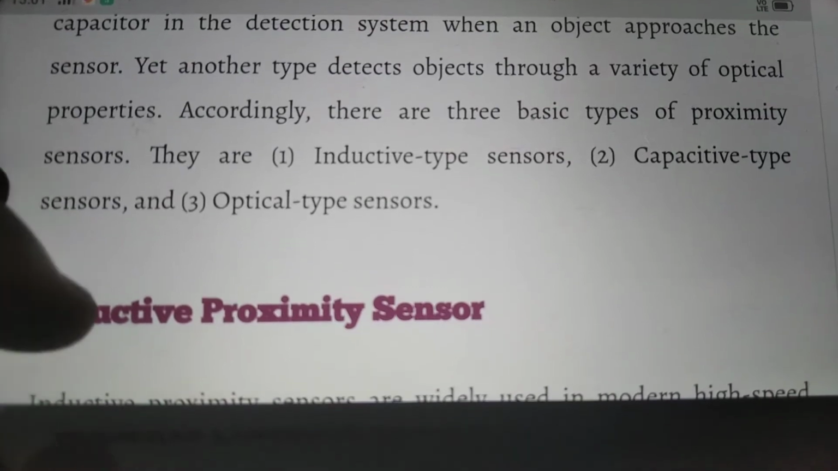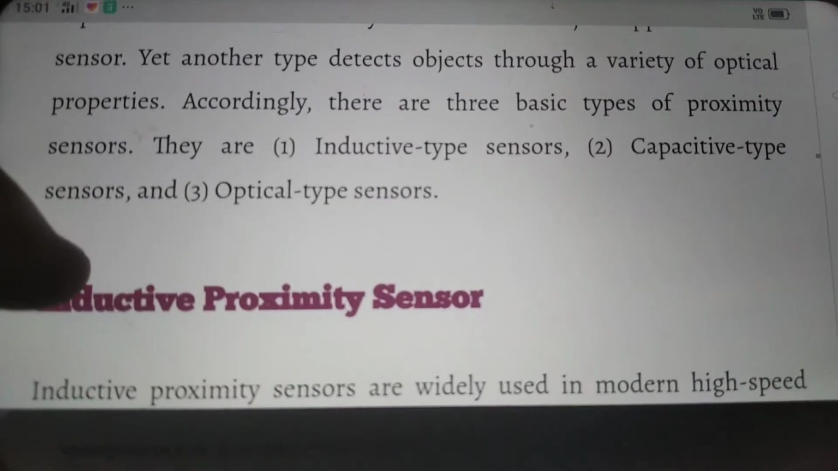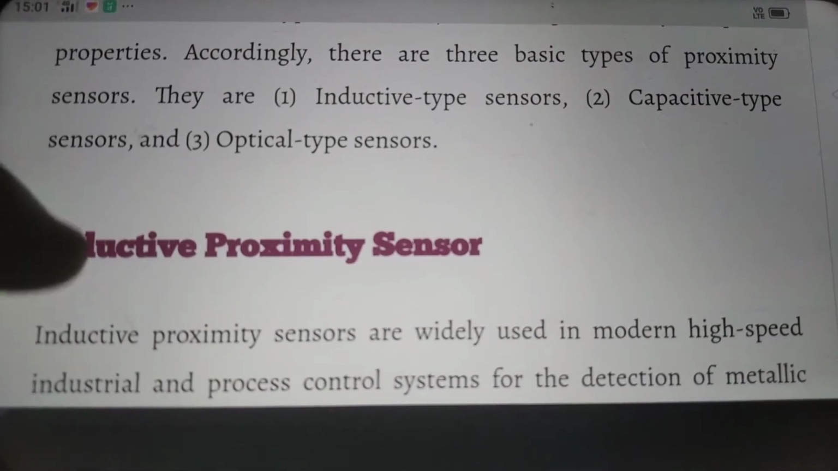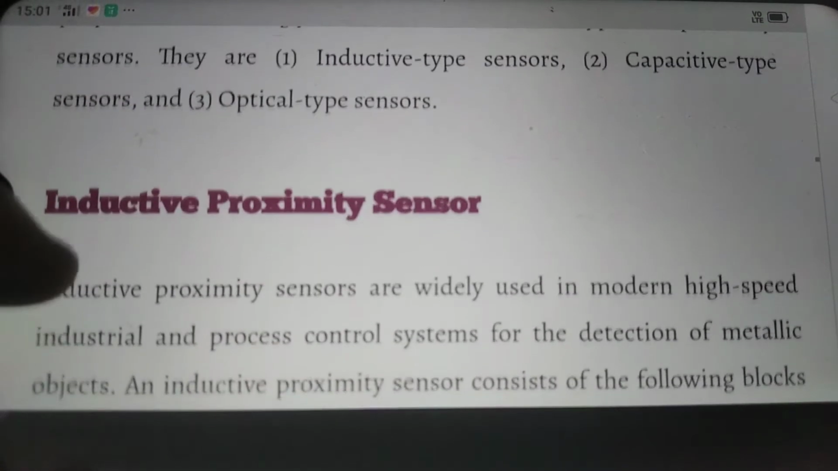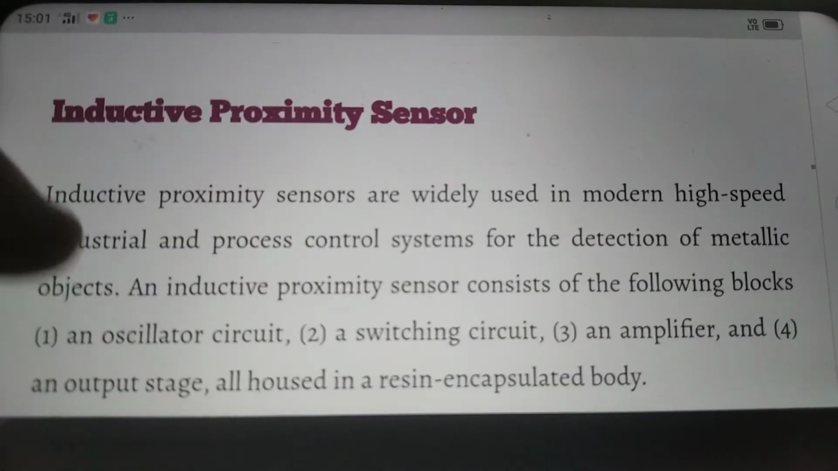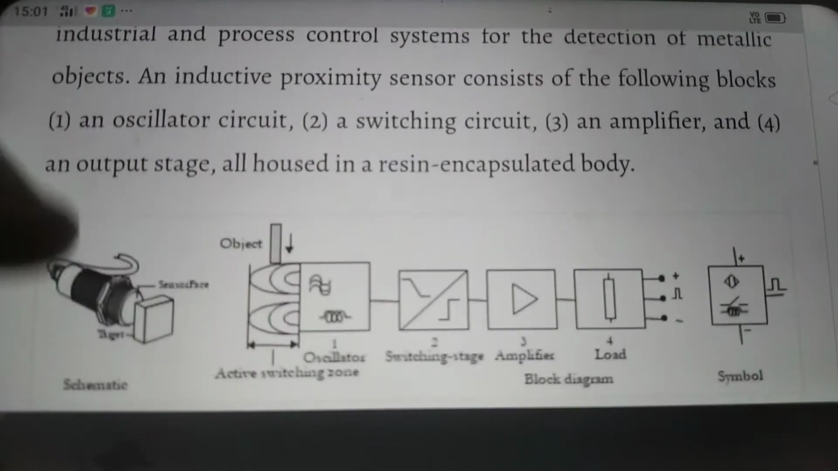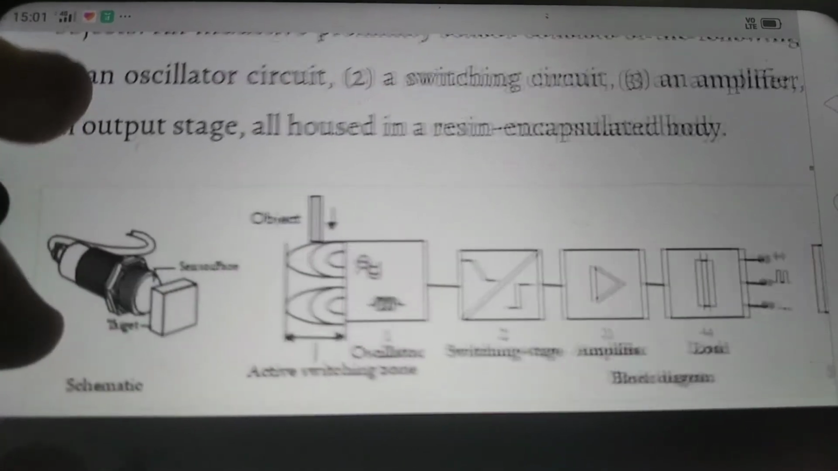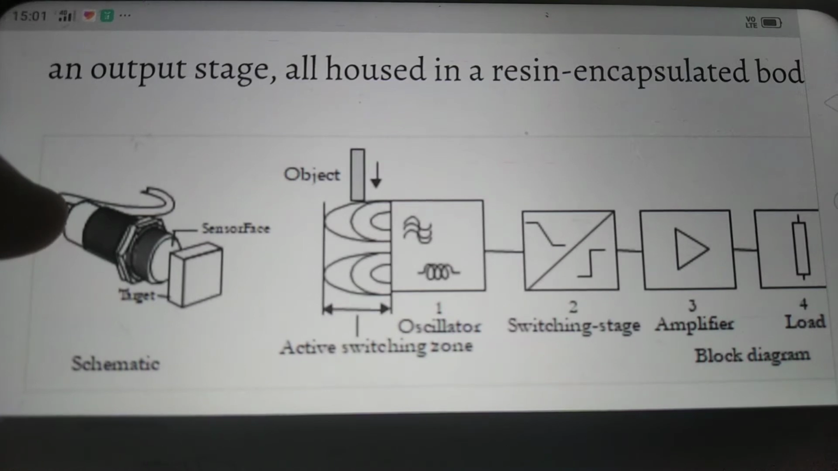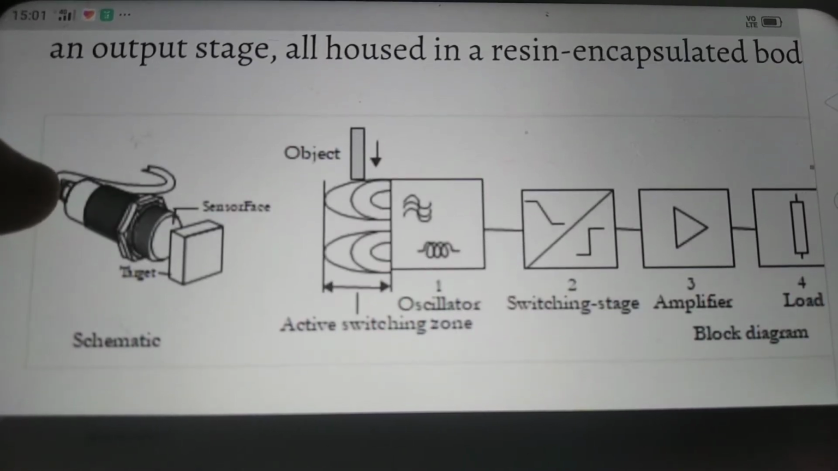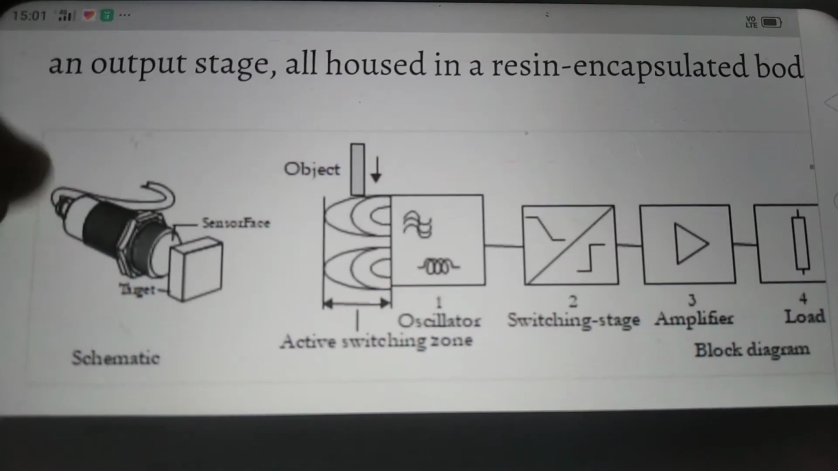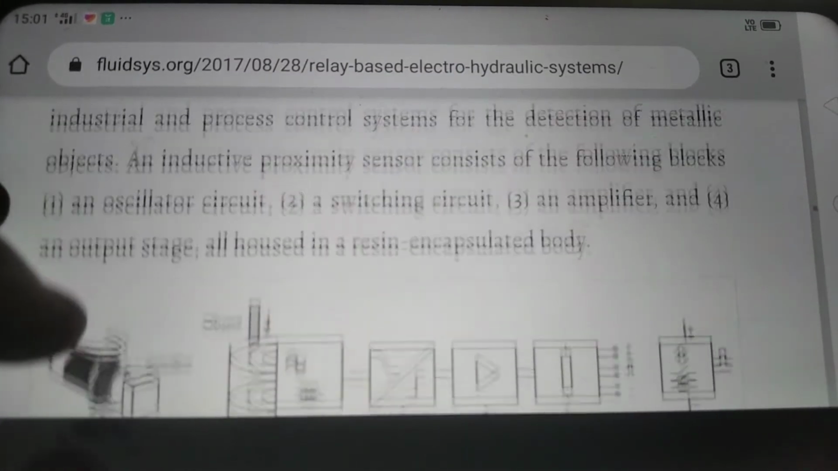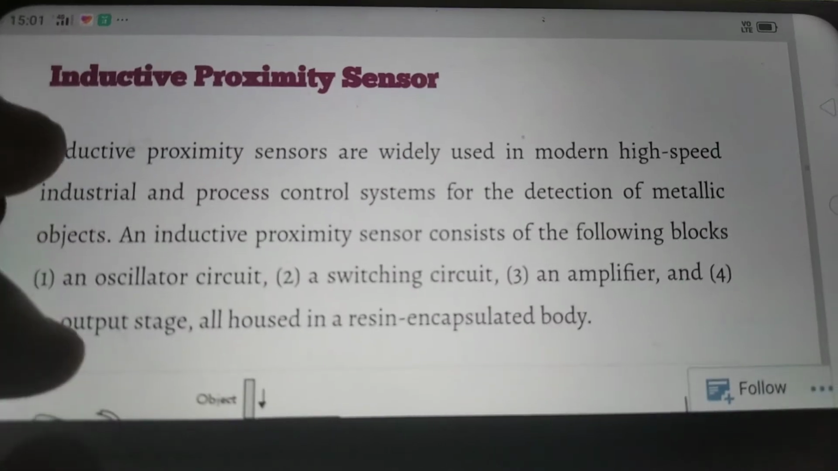Yet another type detects objects through the variety of optical properties. According to this, there are three basic types of proximity sensor. One is inductive type sensor, second is capacitive type, and third is optical type. Now this is the schematic diagram of the inductive type sensor, showing the sensor orifice and the target. Let us see the inductive type of proximity sensor first.